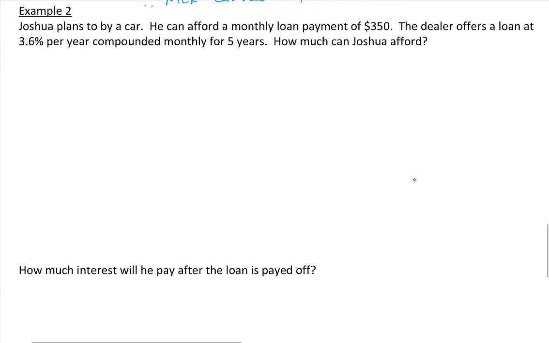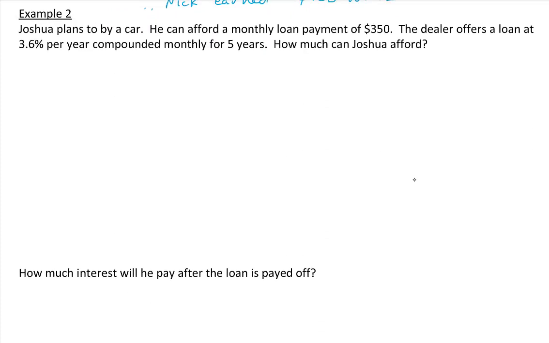Example 2. Josh plans to buy a car. He can afford a monthly loan payment of $350. The dealer offers a loan at 3.6% per year compounded monthly for 5 years. How much can Josh afford? So again, this is a calculation for a loan. So we need our present value formula. And remember that present value equals R times 1 minus (1 plus i) to the negative n, all divided by i.